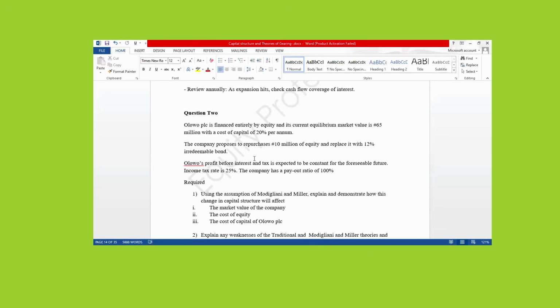With this paragraph 2, the company is now introducing debt into the business. By introducing debt to the business, Olowo company will change to gear. By introducing gearing, by bringing in debt to the business, the company now becomes a geared company.